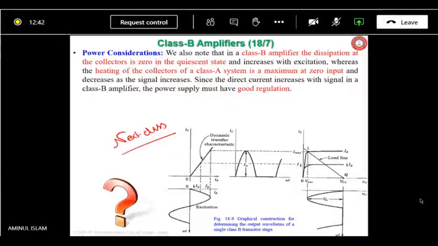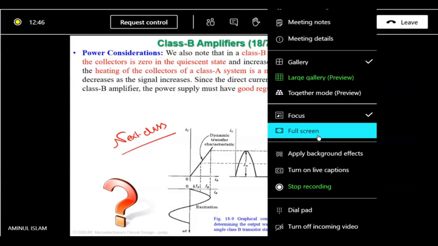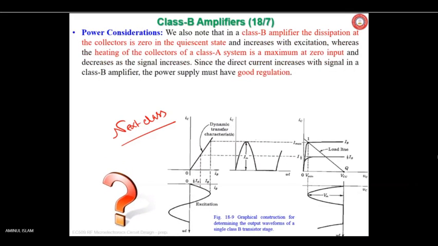Unless there is some voltage, maybe it will not conduct. So current is not there in the quiescent state, and increases with excitation. As you increase the excitation at the base, power consumption increases, whereas the heating of the collectors of the class A system is a maximum at zero input and decreases as the signal increases. Okay, if we take this inside, then that will happen.